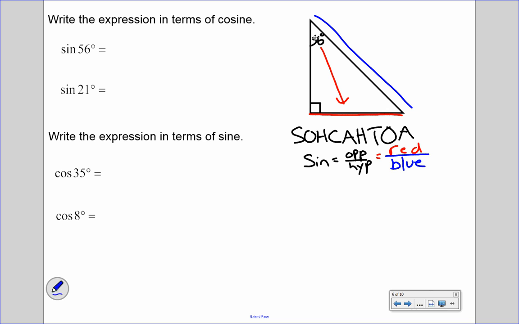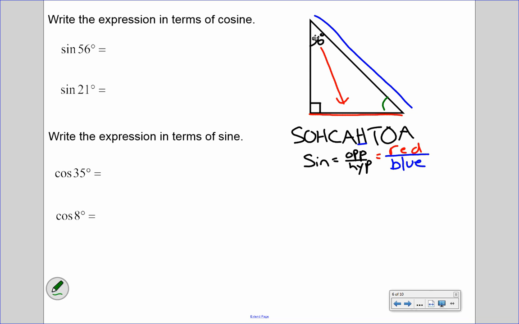So we know the sine of 56 degrees is equal to our red side over our blue side. But they want us to write red side over blue side in terms of cosine. Well, we know that cosine is adjacent over hypotenuse. Our blue side is our hypotenuse, so we're okay there. But we need to make sure our red side is now our adjacent side. So our red side is adjacent to this lower angle. If we can figure out the degree measure of that lower angle, the cosine of that would give us our red side over our blue side.